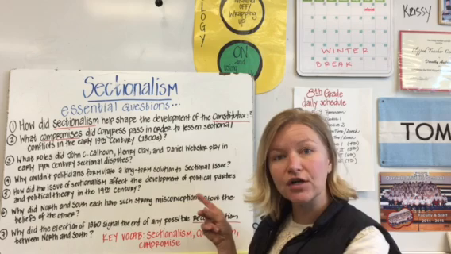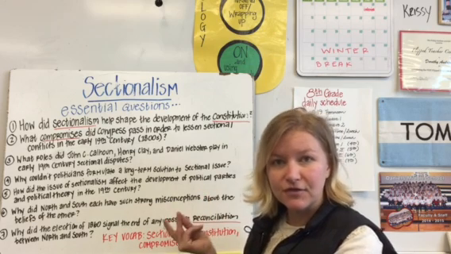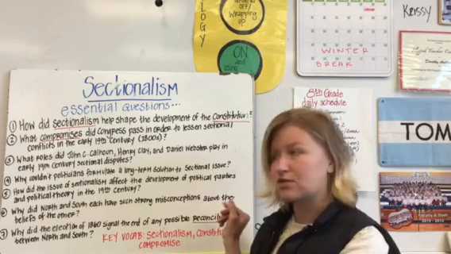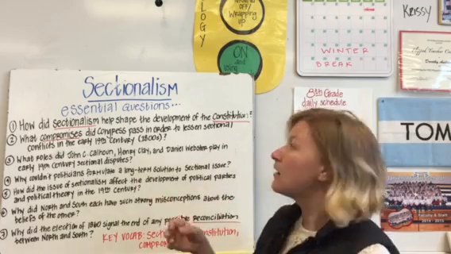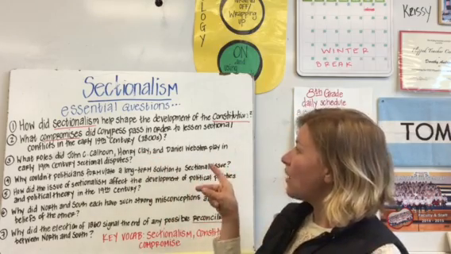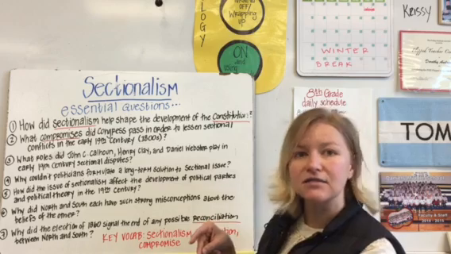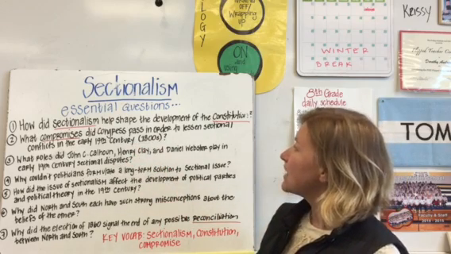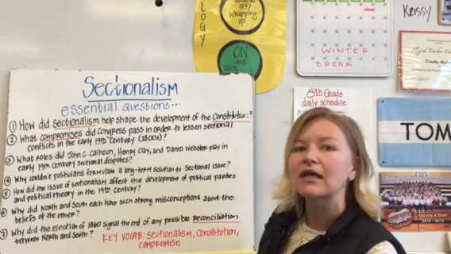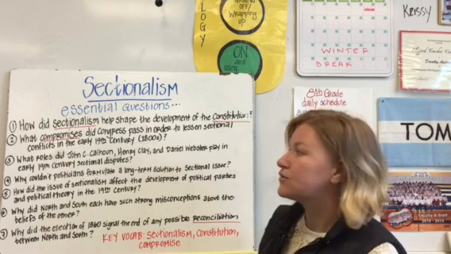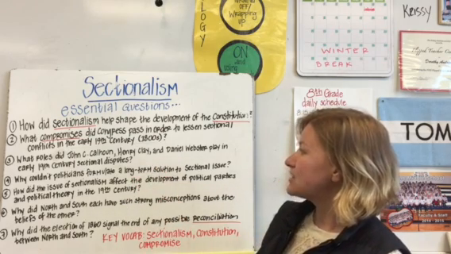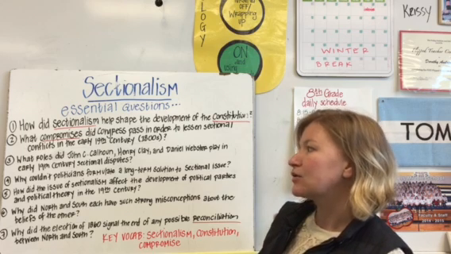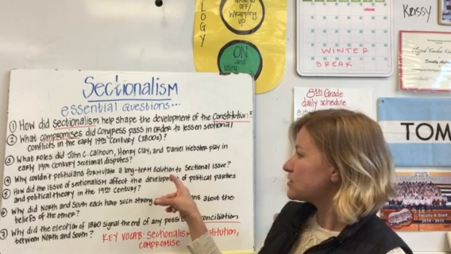So the questions that you're going to be asked after this lesson: there's the essential questions that are hanging in the classroom, and then we've got some essential questions with this particular video. How did sectionalism help to shape the development of the Constitution? What compromises did Congress pass in order to lessen sectional conflicts in the early 19th century, which was the 1800s? What roles did John C. Calhoun, Henry Clay, and Daniel Webster play in early 19th century sectional disputes?